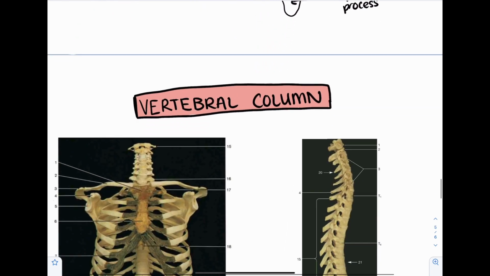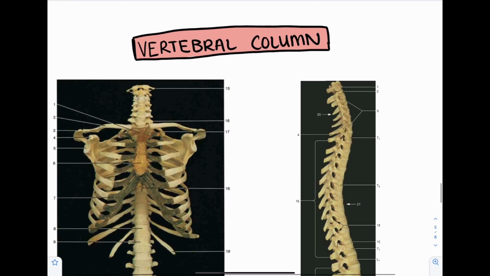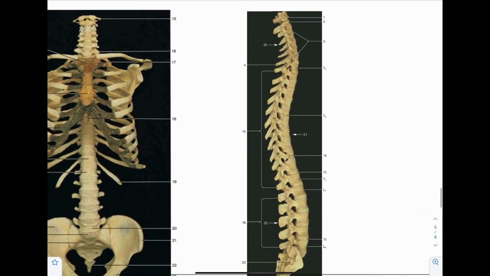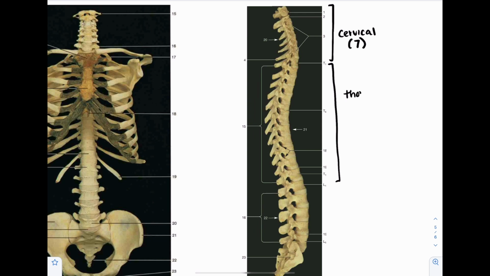Finally, let's look at the vertebral column. It extends from the skull to the pelvis and protects the spinal cord. There are 5 regions that make up the vertebral column. So if we look right here at this image, the first region is the cervical region, and there are 7 cervical vertebrae. The next region is the thoracic region, and there are 12 thoracic vertebrae that articulate with the 12 ribs.